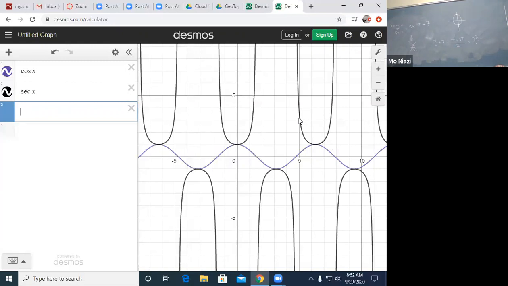Okay? So now that we've discovered the domain of secant, what is the range of secant?